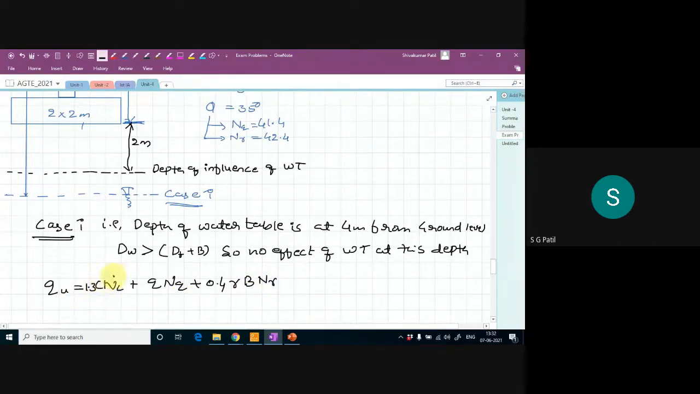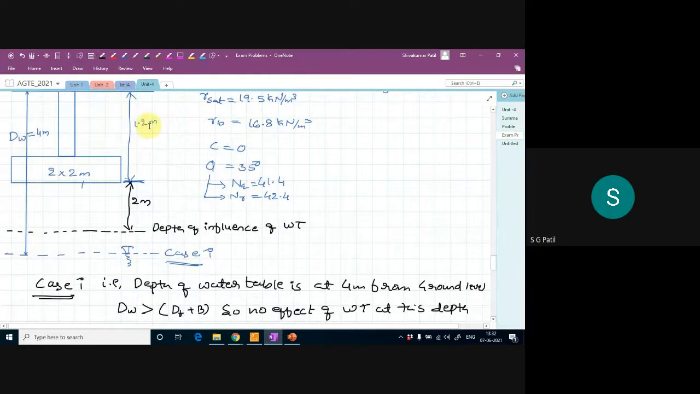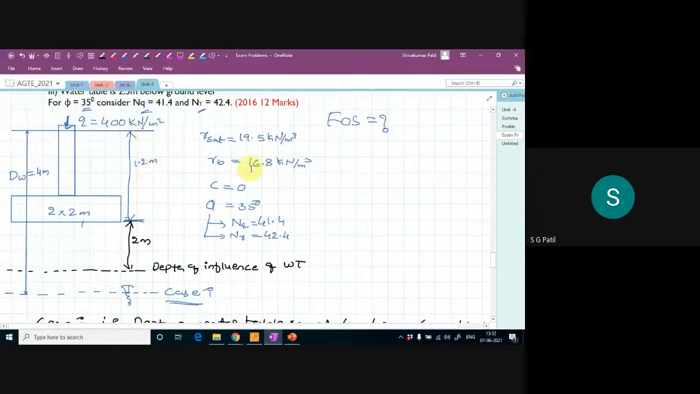Okay, so this first term is going to be 0 because the cohesion value c is 0 here. So what is the second term here? q times Nq. q is how much? Depth of foundation is 1.2 meter. 1.2 into your bulk density I have to consider here, not saturated density. So when should I consider saturated density? If the given soil is under the water table, then that will be my saturated unit weight. Since there is no water table here, I have to consider the bulk density 16.8.